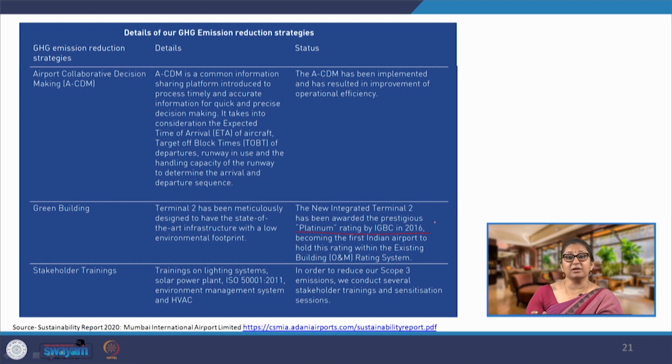I will stop here, and I hope with this we have been able to understand how buildings and design have influenced the emissions of airports through some of these case studies.